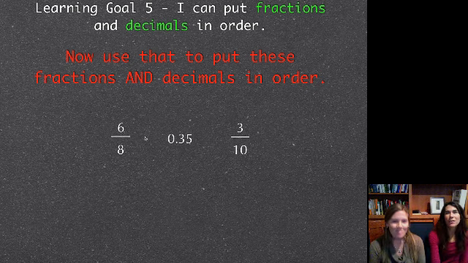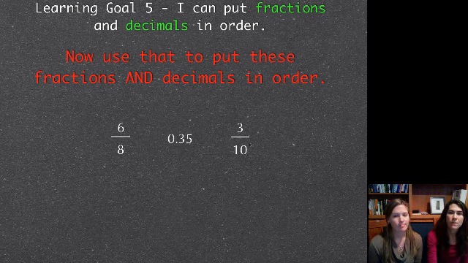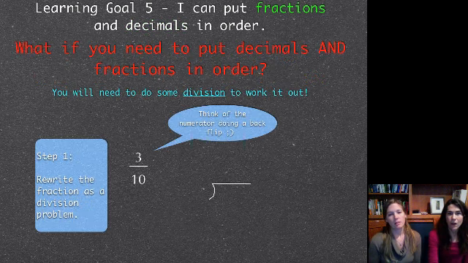Sometimes you might see some decimals. I thought we were learning about fractions. Soon we'll have decimals too, but we're going to show you how they're related. So what do we do when we have 6/8 and then 35/100ths, if you remember from our decimals unit, and then 3/10ths?